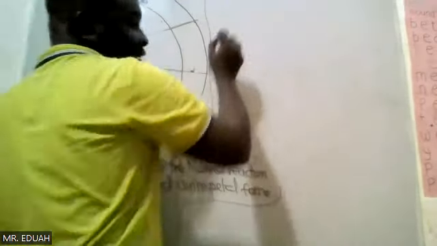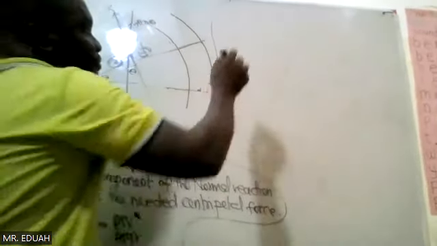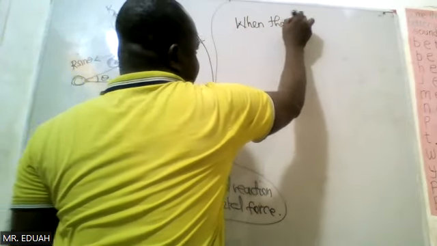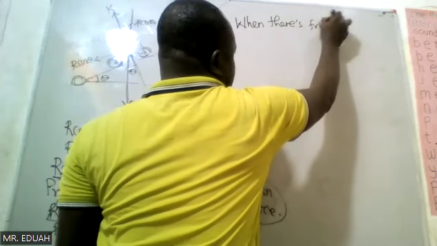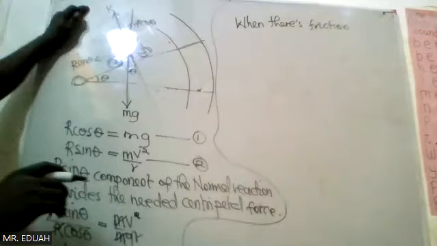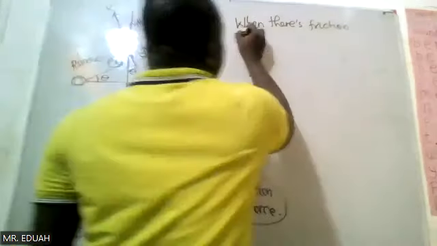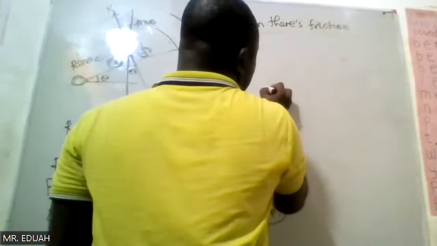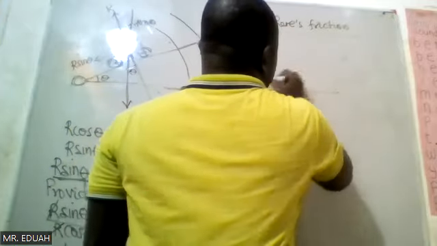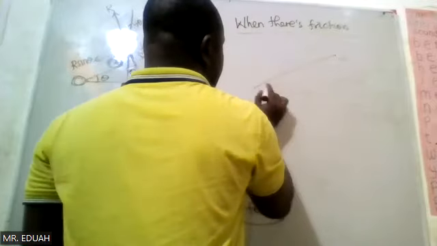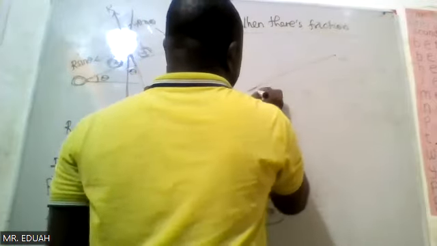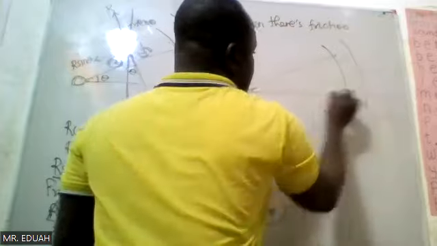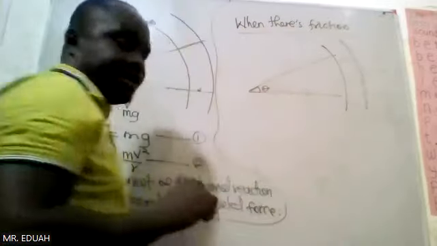To when there is friction, what happens? When there is friction. This is when there is no friction, and the road is banked. So I'm still going to draw a banked road. A banked circular road. So it is still tilted at an angle theta.